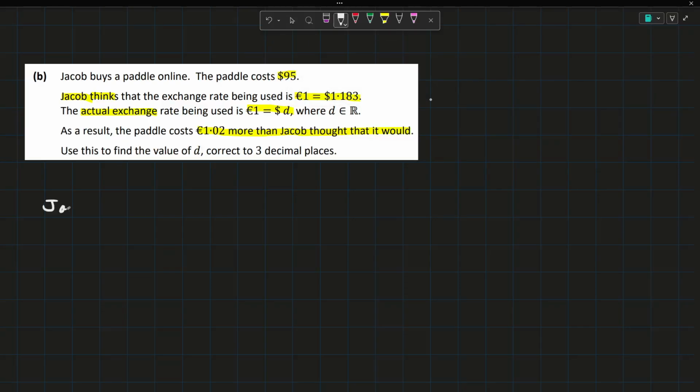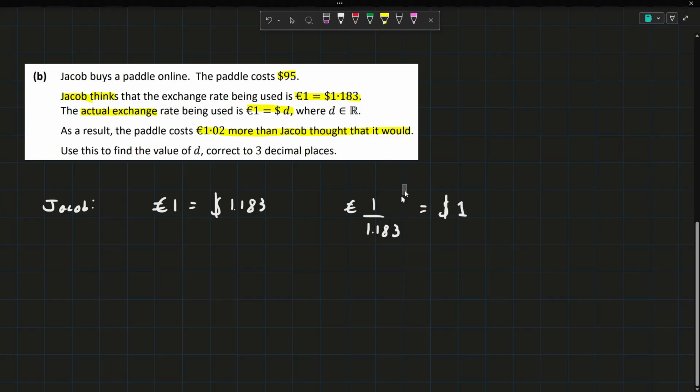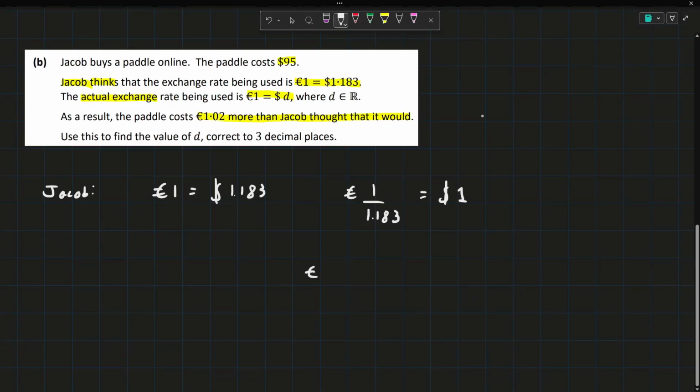So for Jacob, here's how it works. We have €1 is equal to $1.183. So if we want to figure out what is $95, well, first of all, we need to get dollar by itself. So you can treat this like an equation, divide both sides by 1.183. So €1 over 1.183 is equal to $1. And you could get a decimal on this, but I'm just going to leave it the way it is for the most accuracy. Now if I multiply both sides by 95, I'm going to figure out what $95 is according to Jacob. So multiplying both sides by 95, we get 95 over 1.183 is equal to $95.